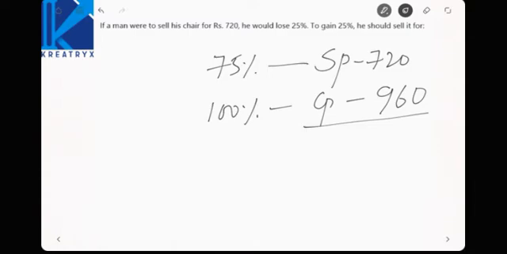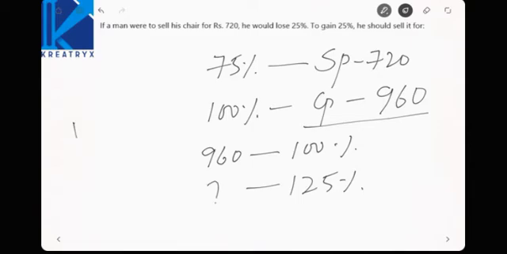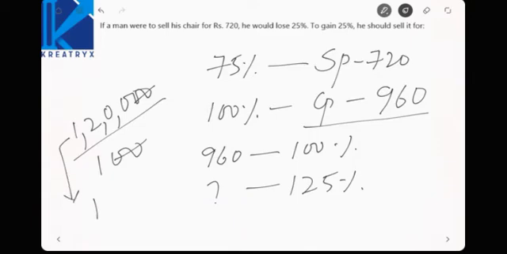To gain 25%, he should sell it for, now the cost price is 960 and this is equal to 100%. You have to get a gain of 25%, right? So the selling price must be 125%. So 960 into 125 is nothing but 1,20,000 divided by 100. Now see here, now what is the selling price now? Selling price is 1200. In order to get 25% gain, am I right? Right.